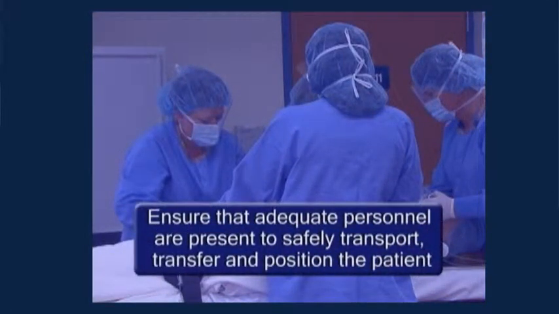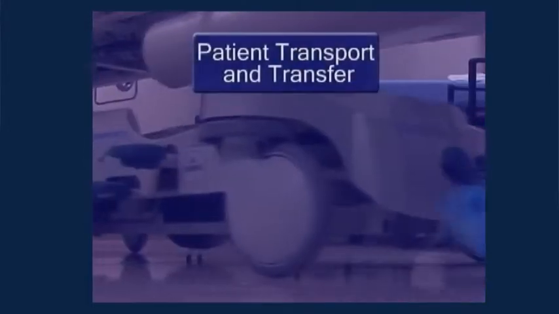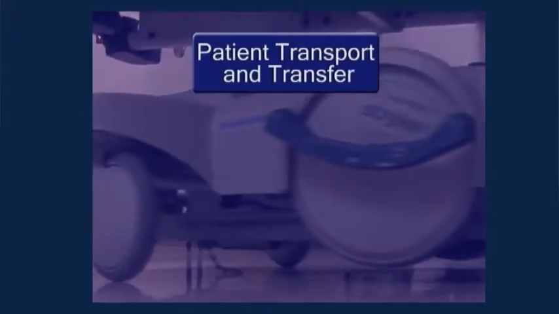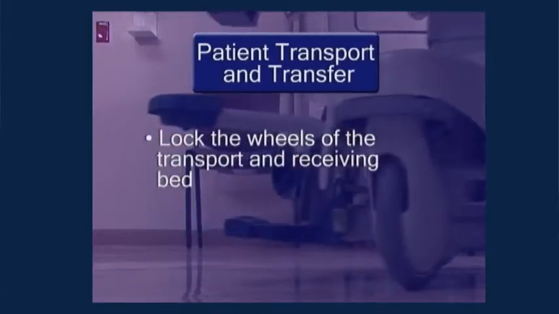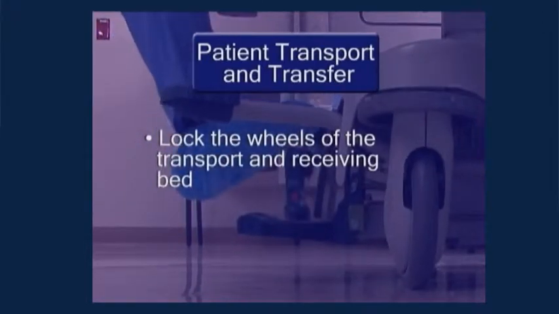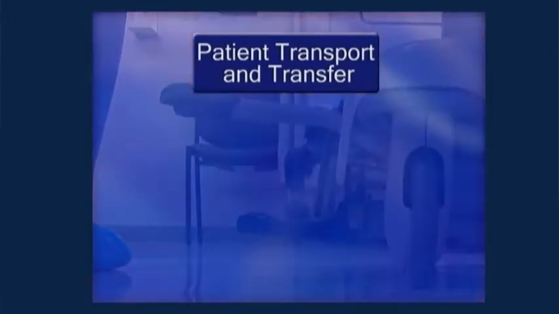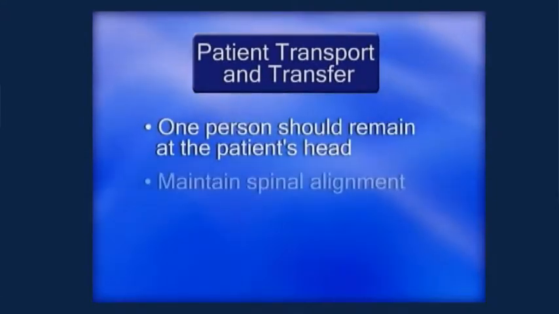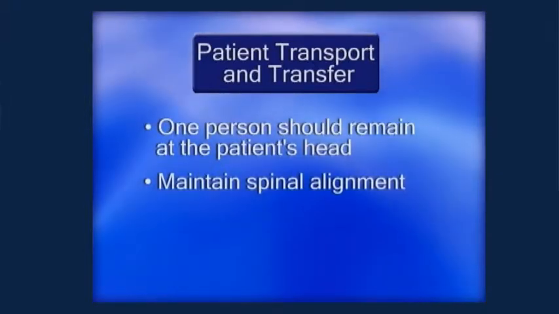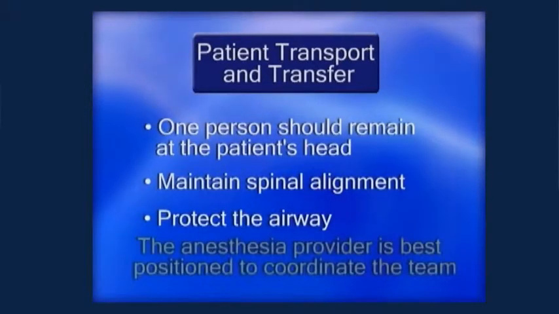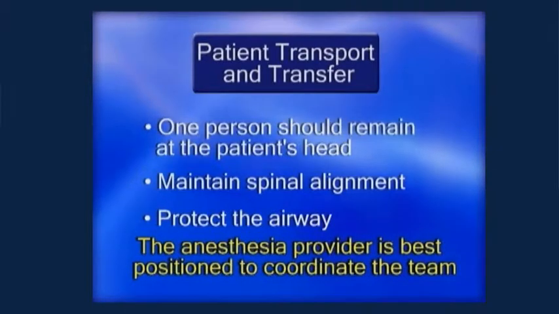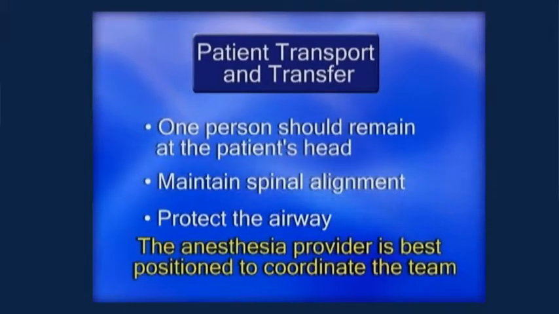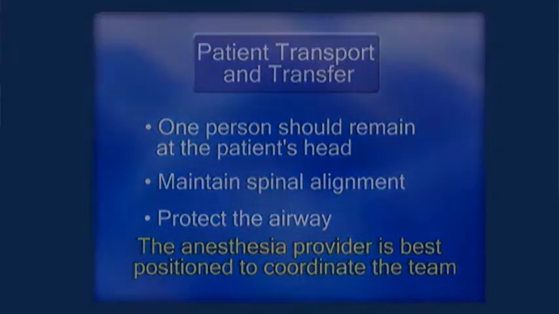Ensure there are an adequate number of personnel available to safely transport, move, lift, and position the patient. The wheels of the transport and receiving bed should be locked during the transfer of the patient's body from one surface to the other. One person should remain at the patient's head to ensure proper alignment of the cervical spine and to protect the airway. This person, who is usually the anesthesia provider, is best positioned to coordinate the team as a cohesive unit in moving the patient.